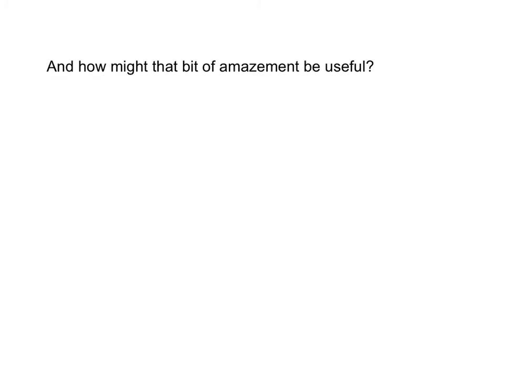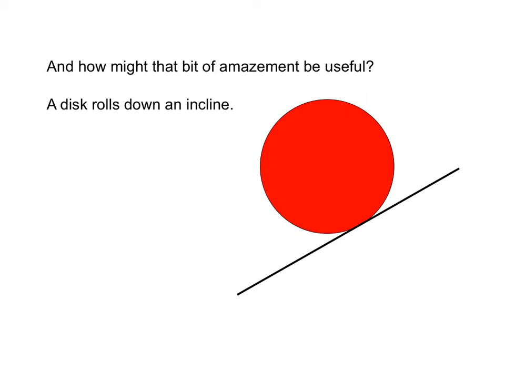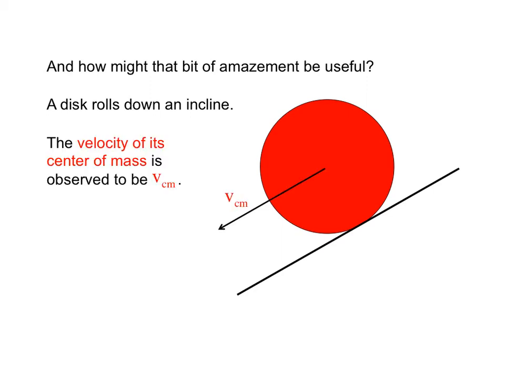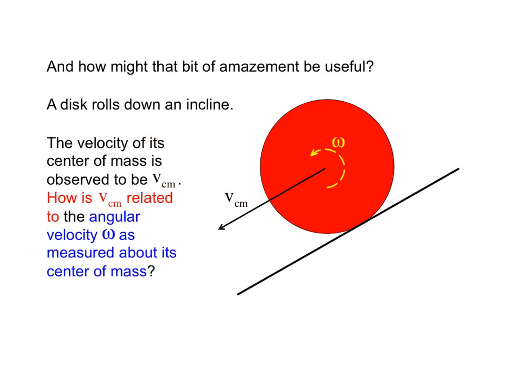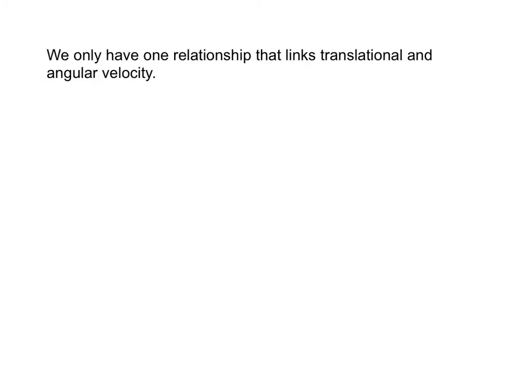So how might we be able to use that bit of amazement? Now consider a disk rolling down an incline. Its center of mass has some velocity. There's also an angular velocity of the material moving around the center of mass. So what's the relationship between the velocity of the center of mass and the angular velocity of the material about the center of mass? At this point, we only have one relationship that links up translational and angular velocity.